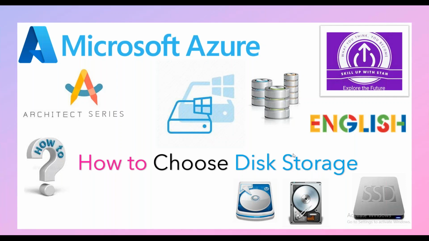Welcome back. Disk storage has come across multiple different technologies, starting with floppy drive to compact disk to hard disk drives to SSD, and there are a lot of new technologies coming up or evolving. But Microsoft Azure provides you two major categories of disk storage. One is the hard disk drive, HDD, and the other is the solid state drive, SSD.